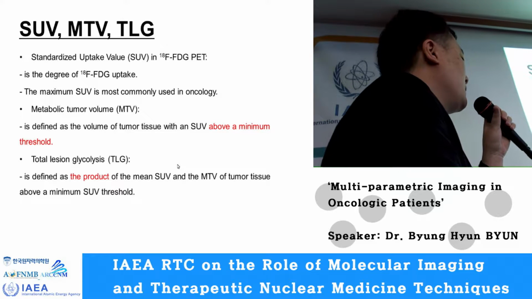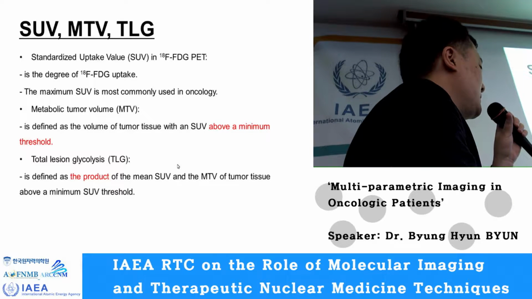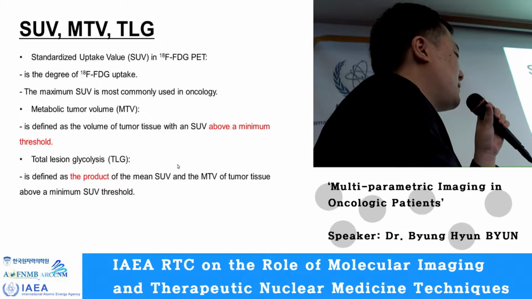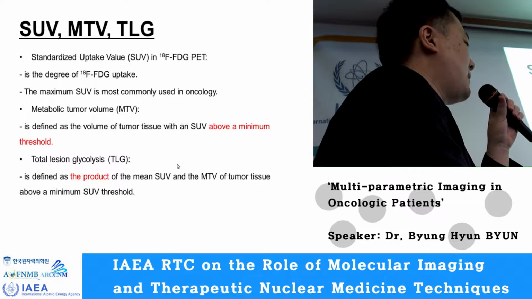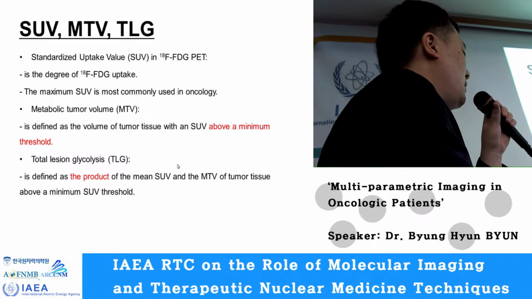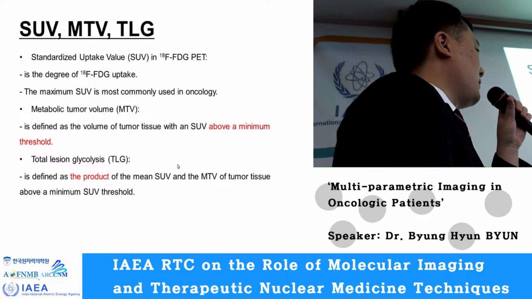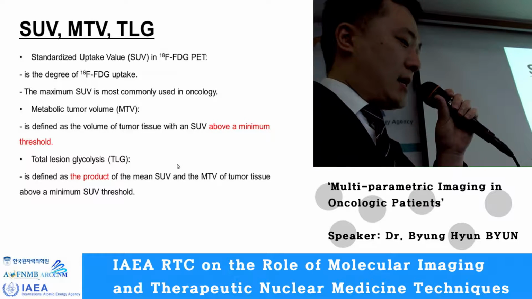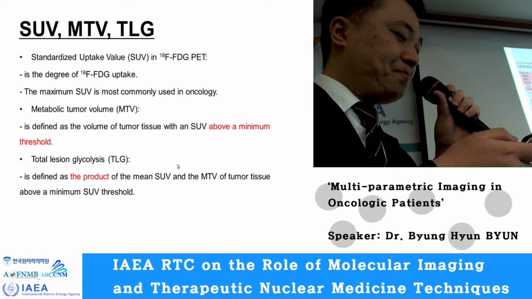When we use total lesion glycolysis, it is defined as the product of the mean SUV and the MTV of tumor tissue above a minimum SUV threshold. So, I will show you an example.